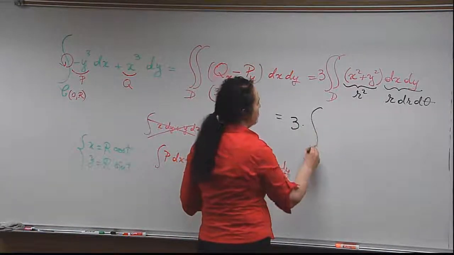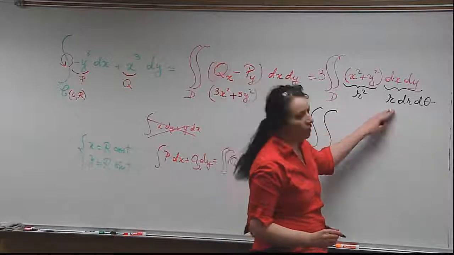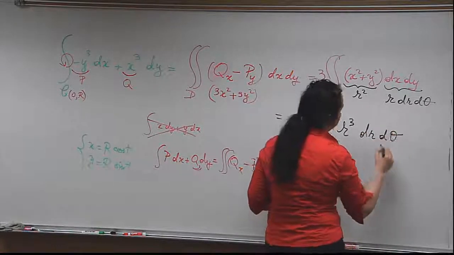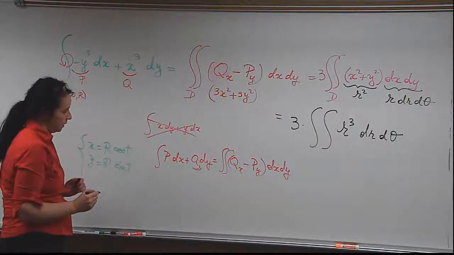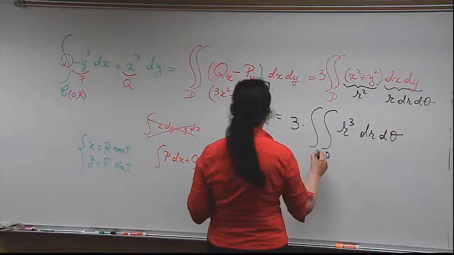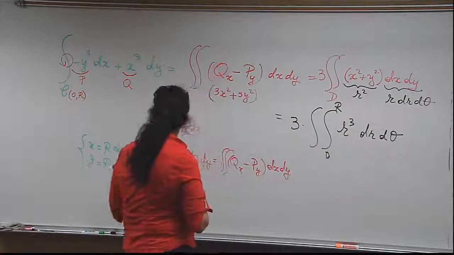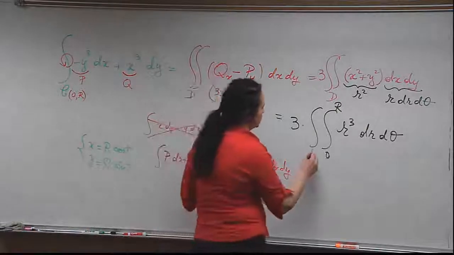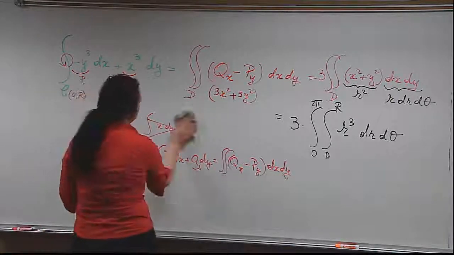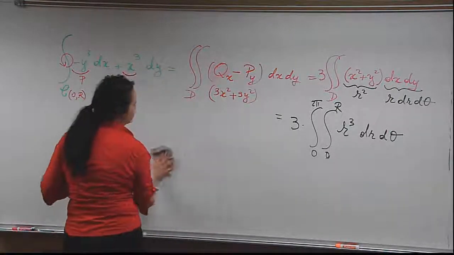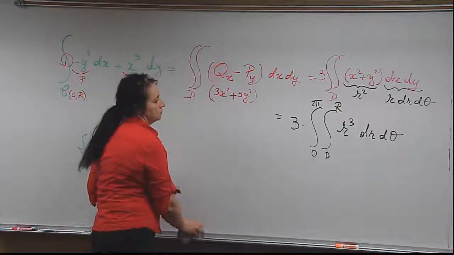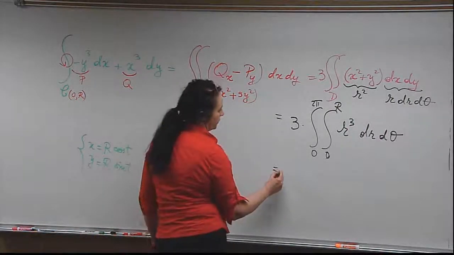So I have 3 times, now I have r squared, I have r cubed, dr d theta. R was between 0 and big R. Theta was between 0 and 2 pi. So, I want you, without me, to compute the answer and tell me what you got. Just say it. Yep. 3/2 pi R to the fourth.